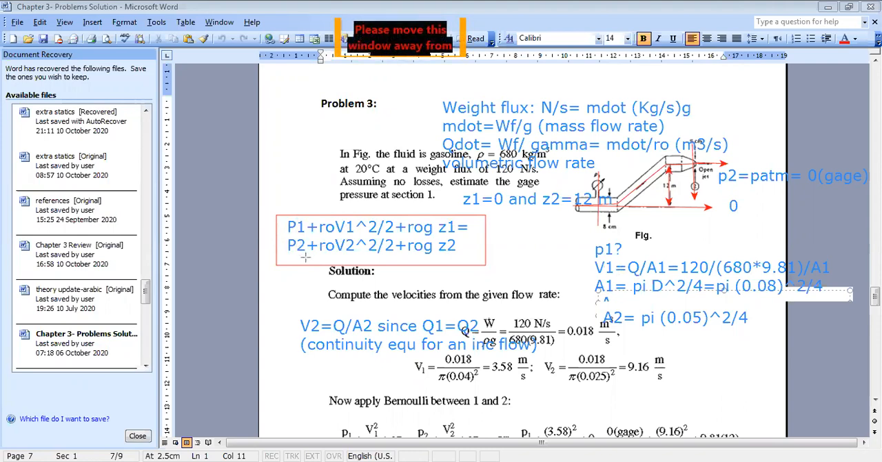If you replace P2 by the atmospheric value, which is nearly 101,000 Pascal, you will get P1 in absolute. But since they told you to find P1 in gauge pressure, you will replace P2 by 0 because P2 equal to P atmospheric, which corresponds to 0 gauge, and you will get P1 then in gauge pressure. Okay. This was your question?